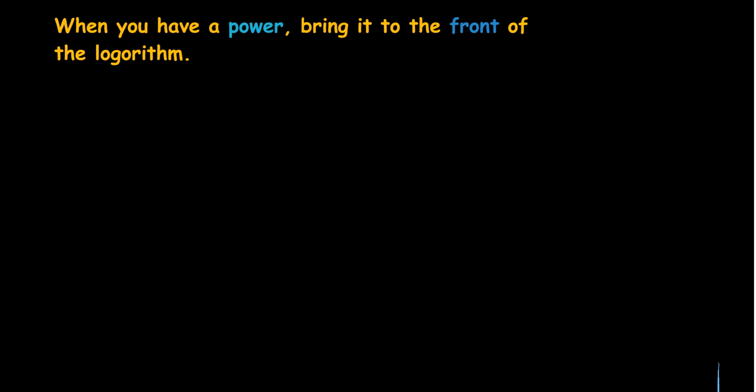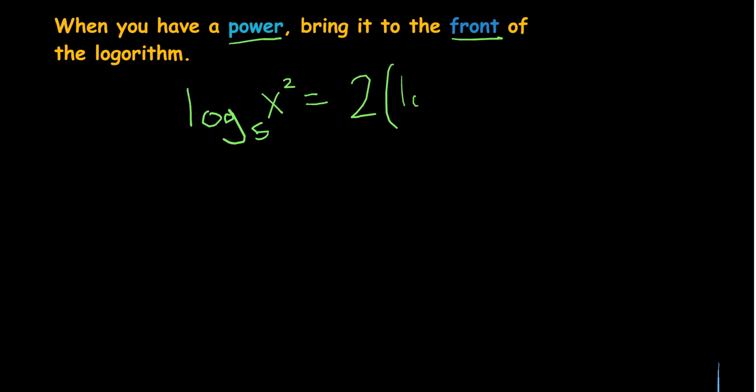So when you have a power, you bring it to the front of your logarithm. So basically, if you've got something like log base 5 of x squared, that is basically going to be 2 times log base 5 of x.